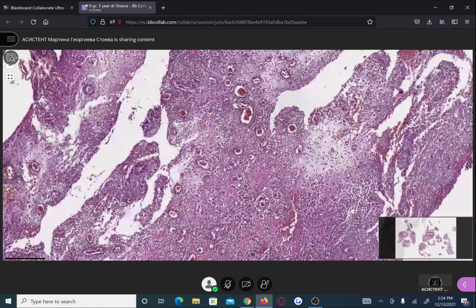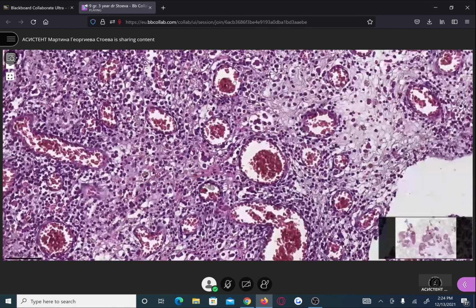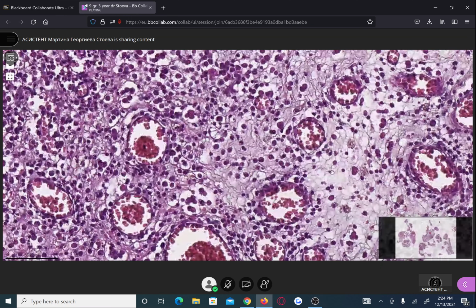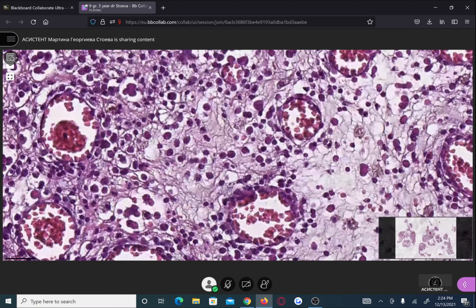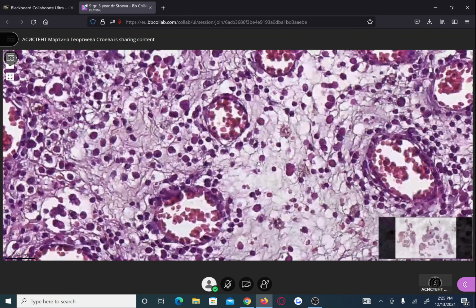It is composed of proliferating capillaries, small blood vessels, which are within an edematous stroma. Edematous stroma means that this is stroma with edema. The whitish thing is the edema. And along with the edema, there are inflammatory cells in this stroma.